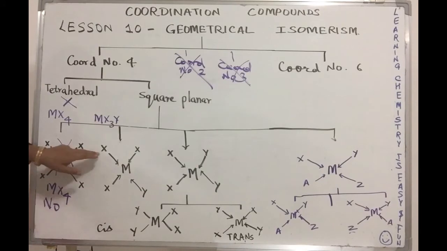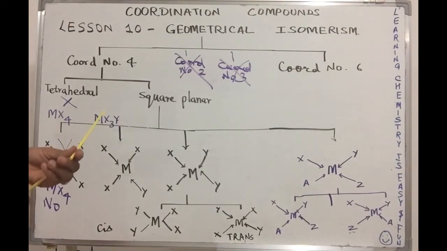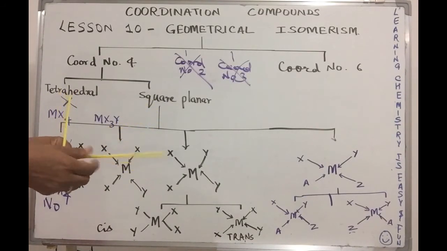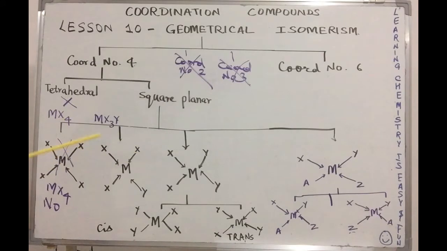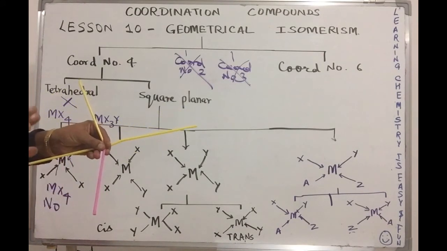MX3Y: 1, 2, 3 of one color and 1 of another color. Okay, let's say 1, 2, and would you like to put one more yellow over here? Okay, so there's a yellow. So 3 ligands are same and 1 ligand is different. Correct? Is there any other possible arrangement?